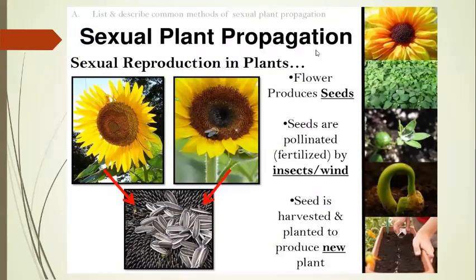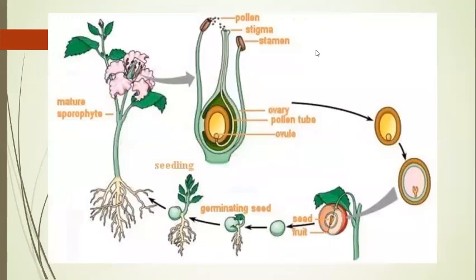So, sexual reproduction in plants starts with a flower. Flower produces seeds. Then flowers are pollinated or fertilized by insects or wind. And the seed is harvested and planted to produce a new plant. So this is how sexual propagation is illustrated. See, it's a cycle.